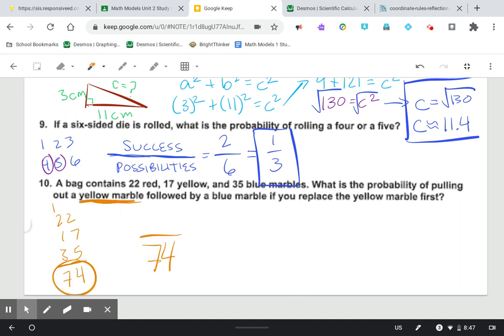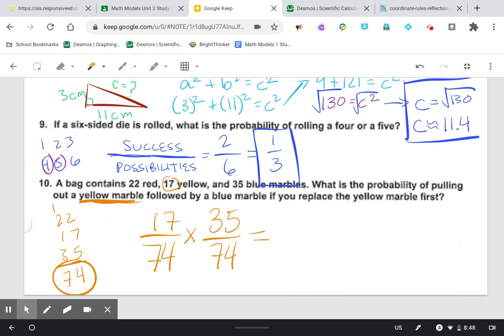So the denominator of my first fraction is that there are 74 options, and I want to get a yellow marble. That's 17. So first thing is that there's 17 out of 74 chance of getting a yellow marble. But then I'm going to draw again. And so the second probability is the chance of getting a blue marble. And then there's this phrase, if you replace the yellow marble first, which means there are still 74 marbles in the bag. And I'm going to draw blue. There are 35 blue. And those are my two fractions for the probability. And since I want to do both of those things, I have to multiply those fractions to get the answer.